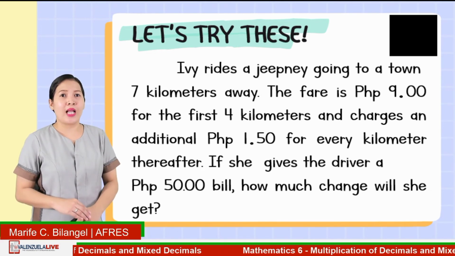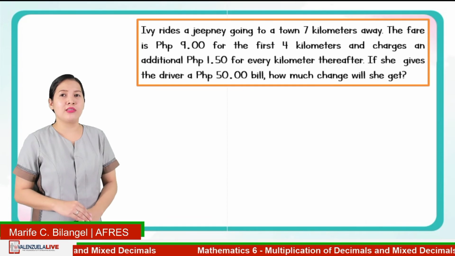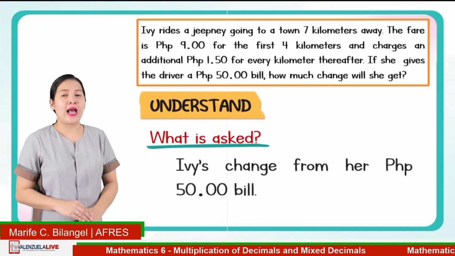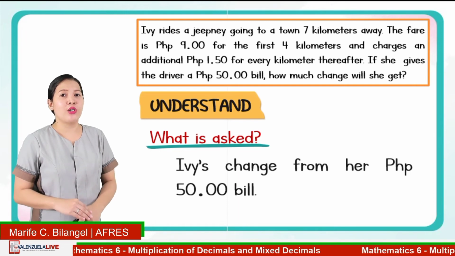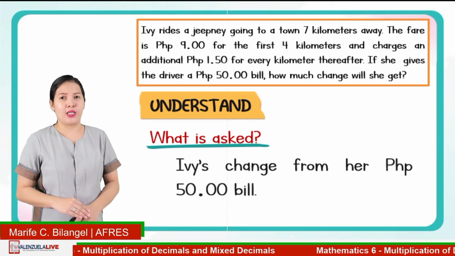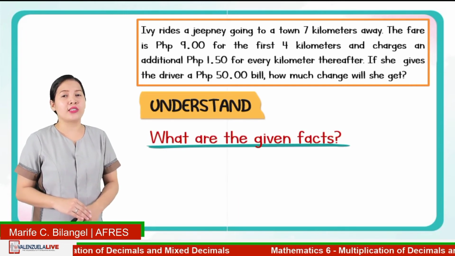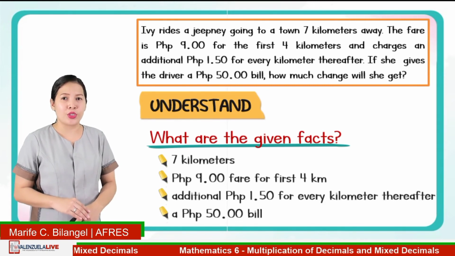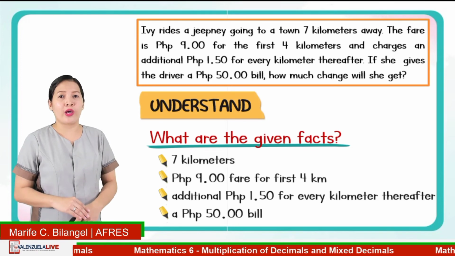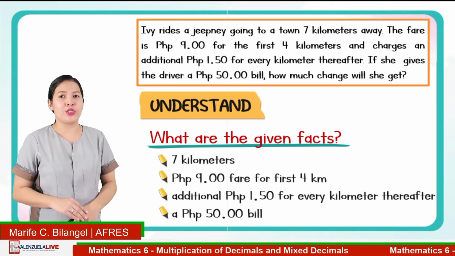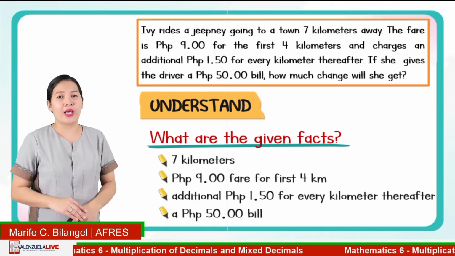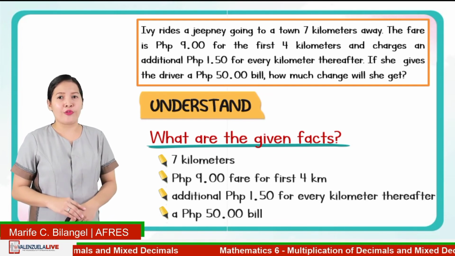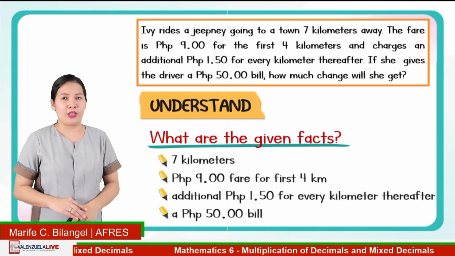Time's up. Now, let's see the answer. So, for what is asked, we have Ivy's change from her 50 peso bill. Then, what are the given facts? The given facts are 7 kilometers, 9 pesos fare for the first 4 kilometers, additional 1 peso and 50 centavos for every kilometer thereafter, and a 50 peso bill.